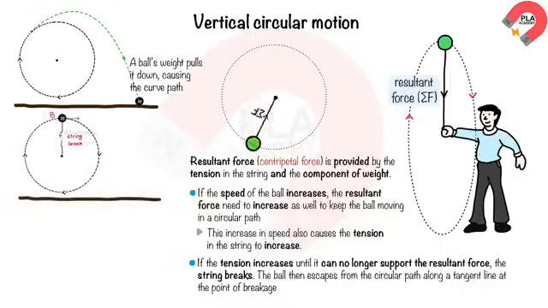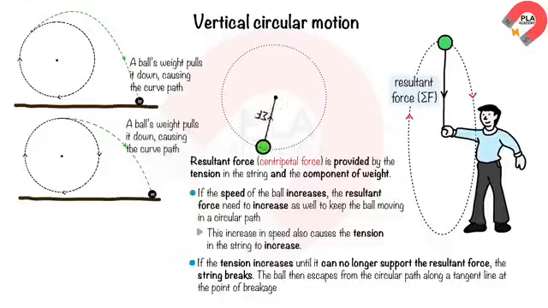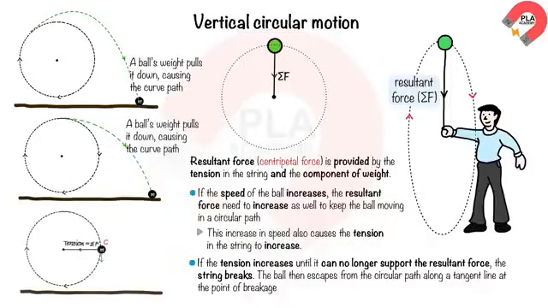If the string breaks at point B, the object escapes from the circular path along the tangent line at point B, and then it is pulled downward by its weight to the ground. This causes the travelling path to be curved as shown. If the string breaks at point C, the object escapes from the circular path as shown.